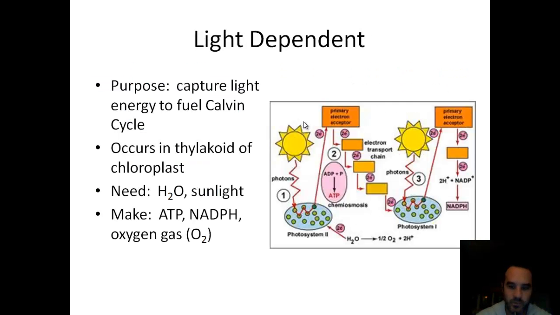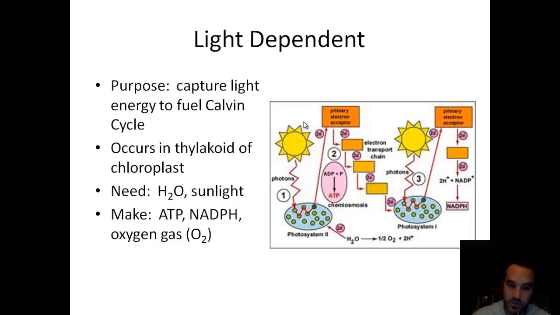So first reaction is the light-dependent reactions. The purpose of it is to capture light energy to fuel the Calvin cycle. In the Calvin cycle, we'll actually put carbon dioxides, carbon bonds together and make a glucose. In the light-dependent reactions, you don't put any carbons together. All the plant does is capture light energy. This occurs in the thylakoid of the chloroplast. The two things that you need are water and sunlight. Those are your only two needs.